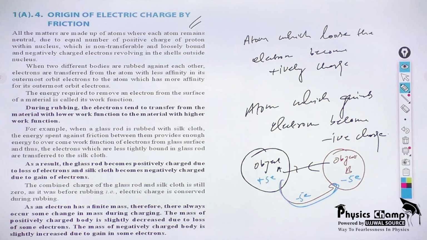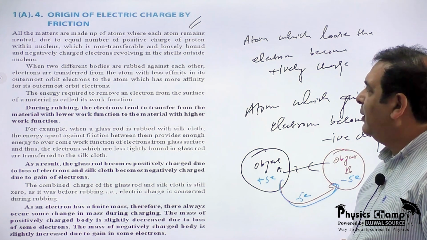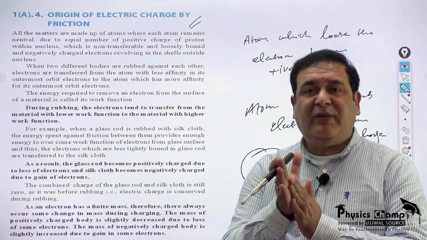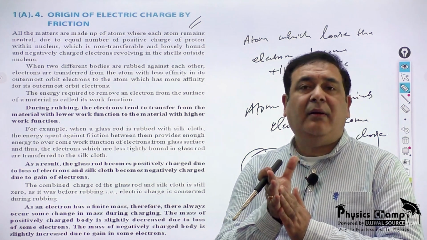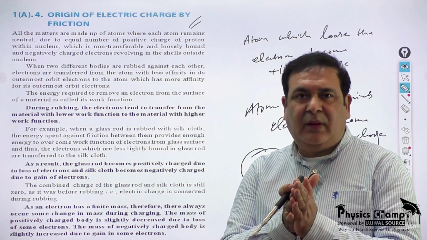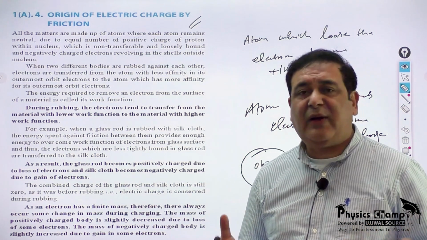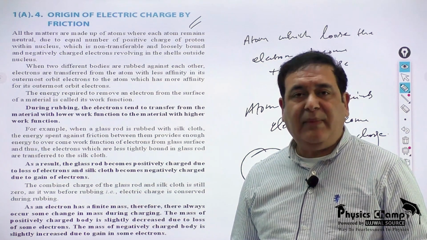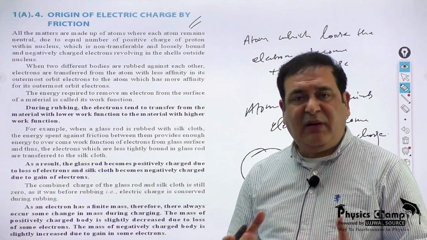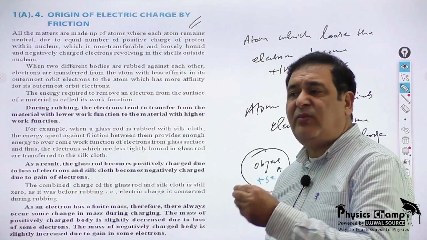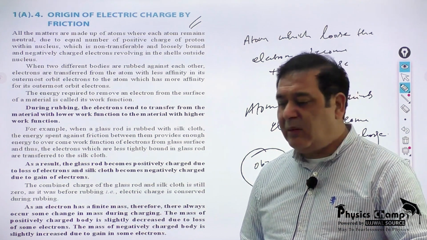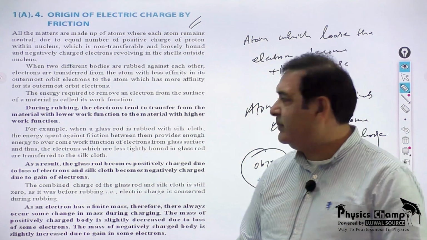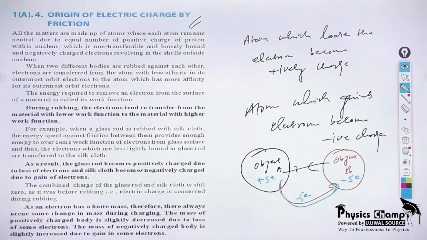So this is the reason of origin of electric charge by friction. During friction, the energy provided just provides the necessary work function for the electrons to get torn off from one of those materials, and then those electrons are shifted to another one. The one which loses the electrons becomes positively charged. The one which gains the electrons becomes negatively charged. So this is how the origin of electric charge.